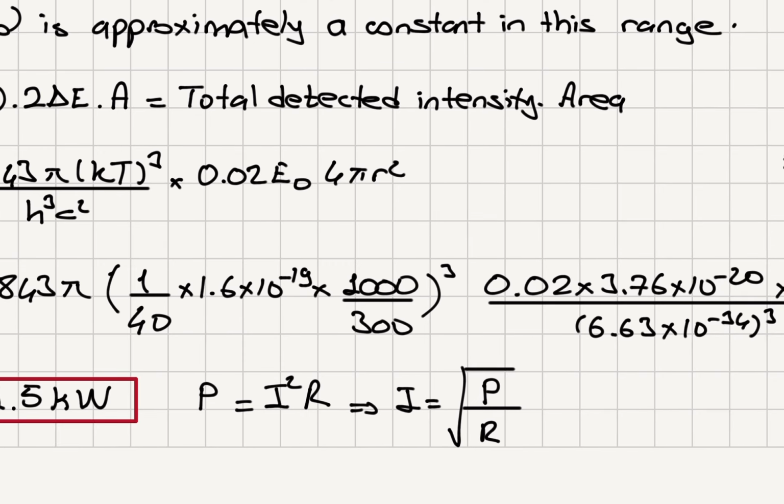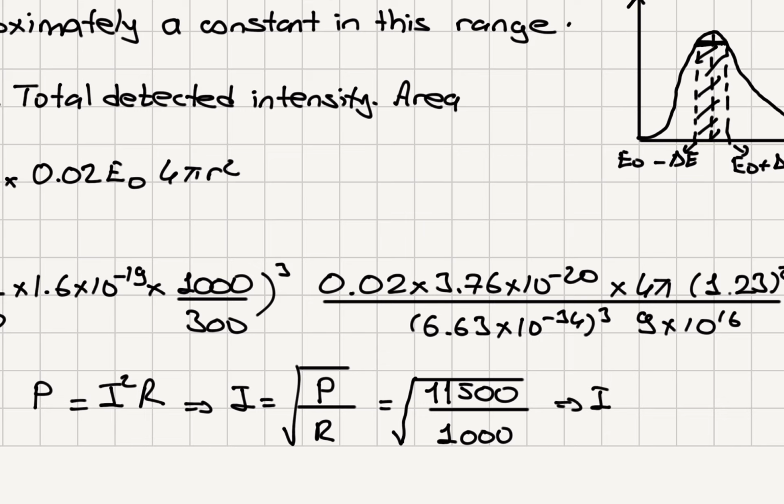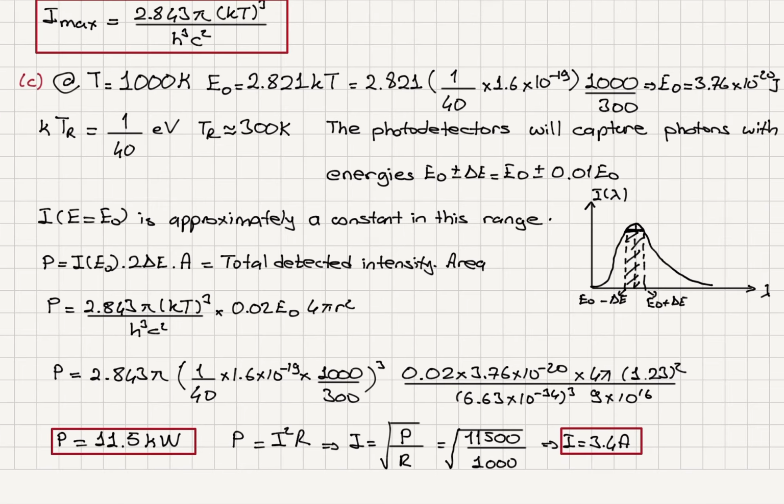So we can calculate the current delivered to be the square root of power divided by the resistance, and that is 11,500 watts divided by the resistance, which is 1 kilo ohms, 1000 ohms. So this gives us finally a current value of 3.4 amperes.